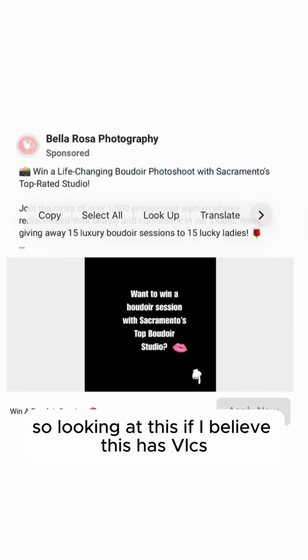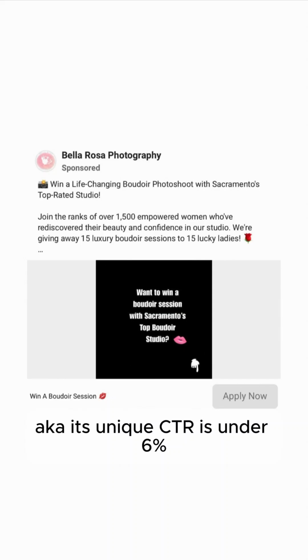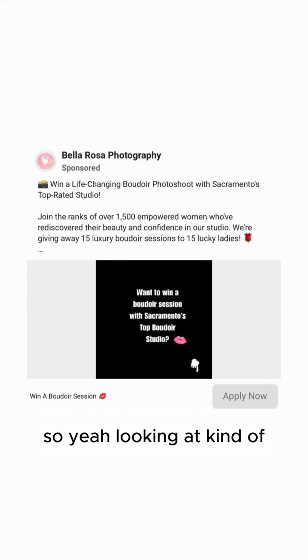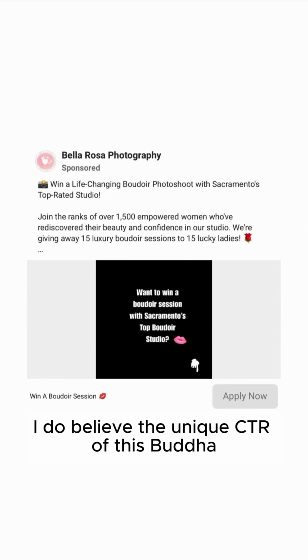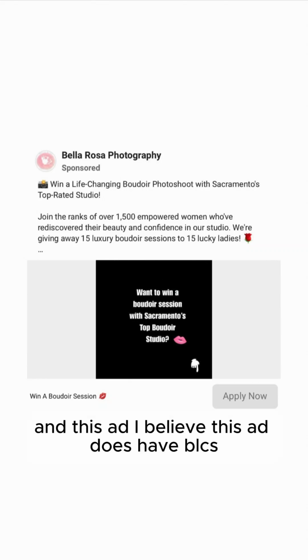So, looking at this, do I believe this has BLCS, aka its unique CTRL is under 6%? So yeah, looking at kind of all the things that I've pointed out, yes, I do believe the unique CTRL of this Boudoir Facebook ad is under 6%. And this ad, I believe this ad does have BLCS.